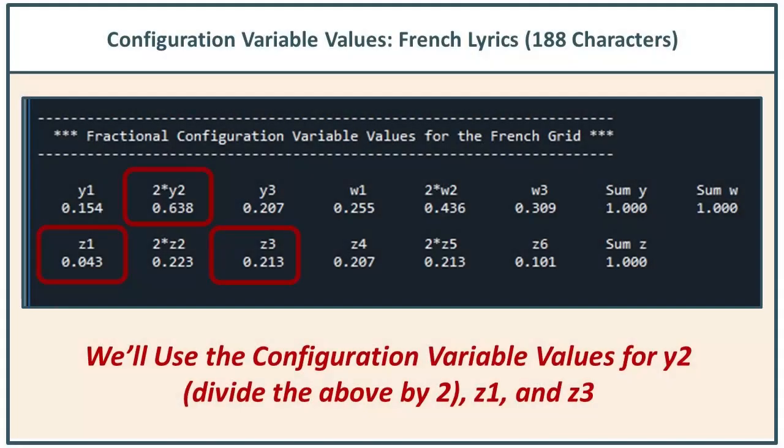So the program gives us our results for both the French and English versions. Let's first take a look at the configuration variable values. We have the values printed out for the various y's, those are nearest neighbors, the next nearest neighbors, which are the w's, and then 6 different kinds of z's.